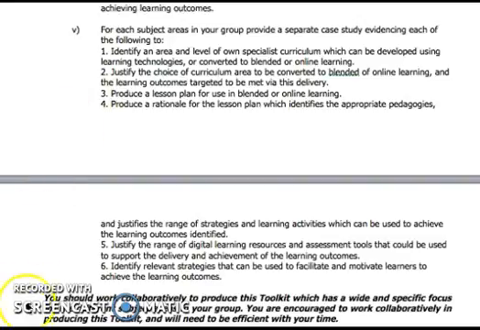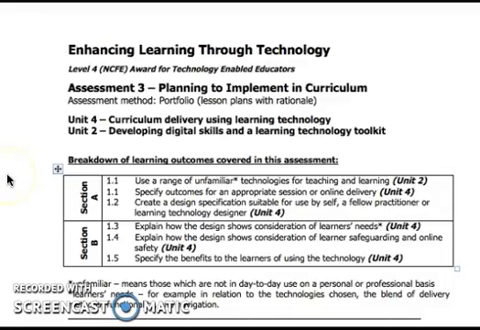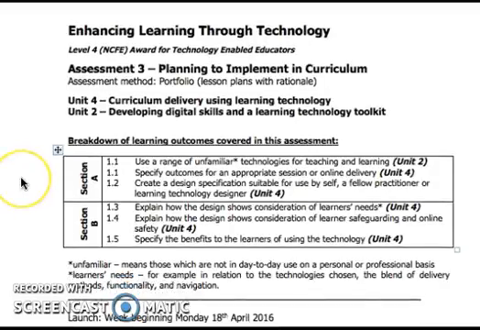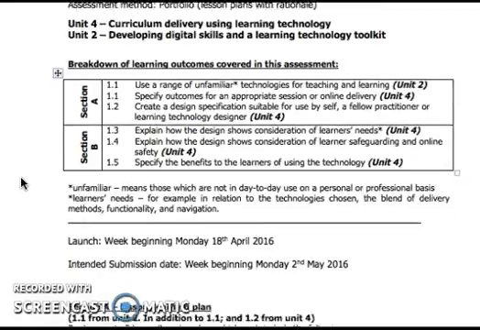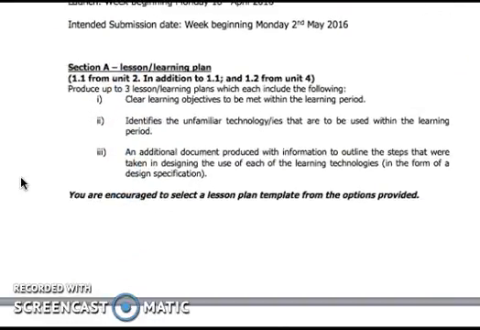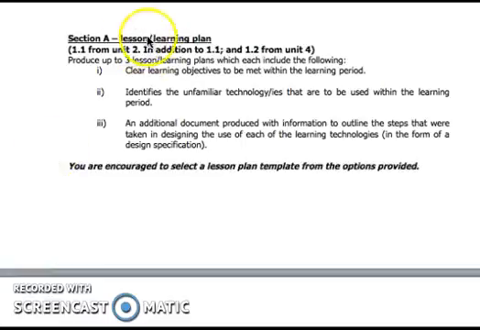I'm just going to go to assessment 3. Assessment 3 is titled Planning to Implement in Curriculum. So this is where we're actually going to be embarking on doing something within our lessons. I'll scroll past the criteria again. There are two tasks. Section A, lesson or learning plan, because I've not called it simply a lesson plan, because our blended learning might take the form of a flipped classroom where information delivery would be provided beforehand, before that lesson time. So I've outlined it as a lesson/learning plan.